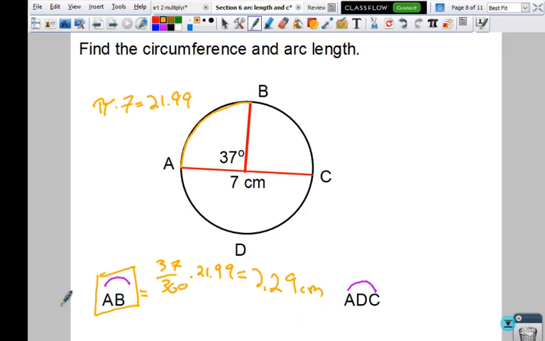Okay, let's look at the next one. We're gonna find arc ABC. Let me use a different color. Hang on. All right. So, arc ABC, A to D to C. How would I find out? So I have my circumference, right? 323.